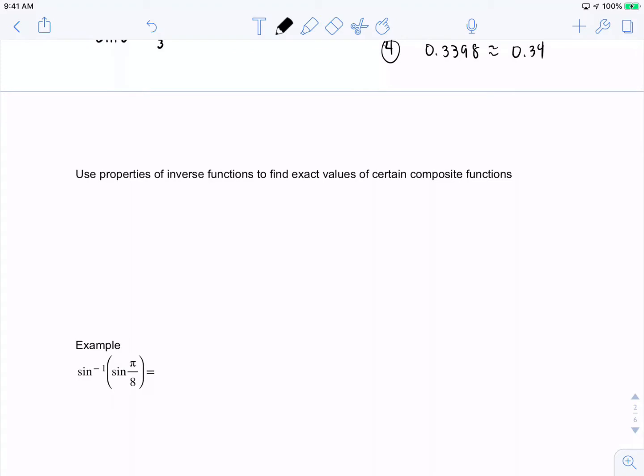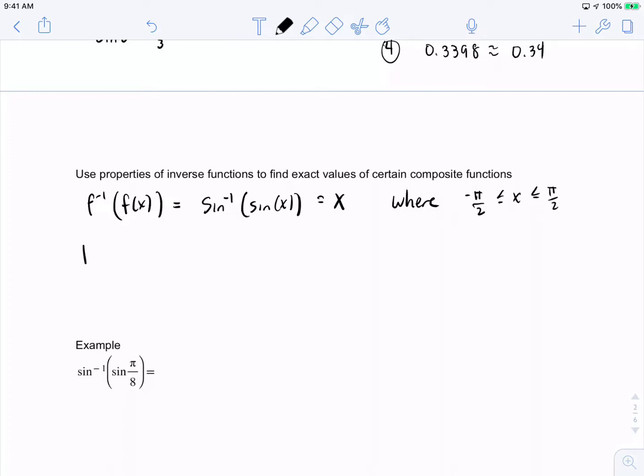Okay, now we're going to be dealing with the properties for the inverse function. And so we know that f inverse of f of x would be sine inverse of sine of x. And since they're inverses of each other, we're going to get x, but there is a restriction for this one. The restriction is that we need to be between negative pi over 2 and pi over 2. So we need to be either in the first or the fourth quadrant.